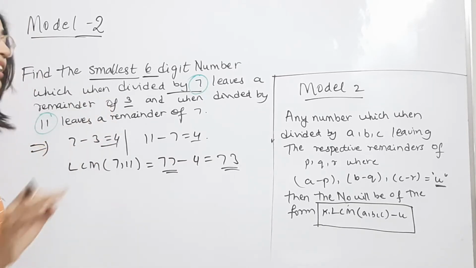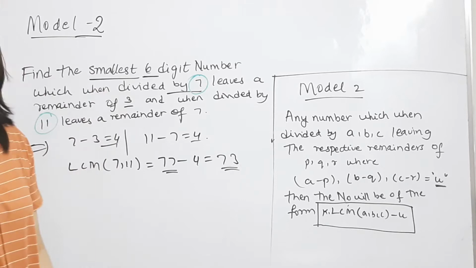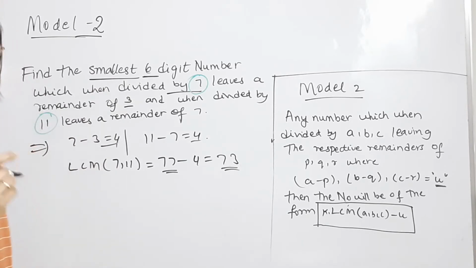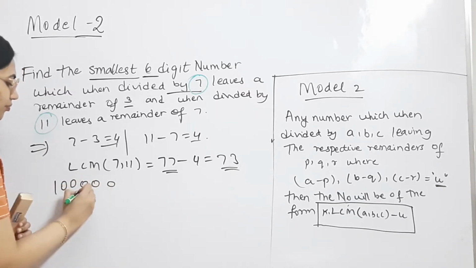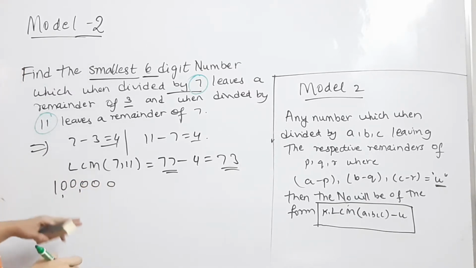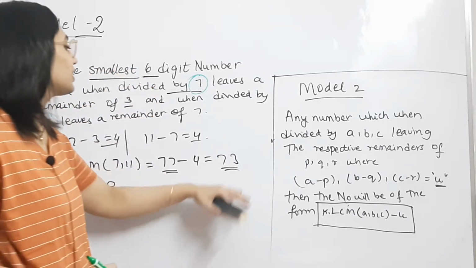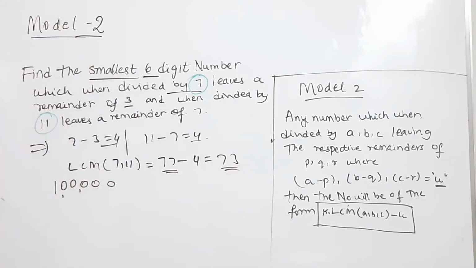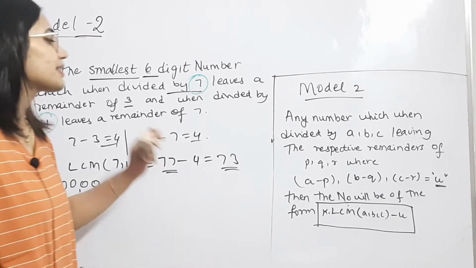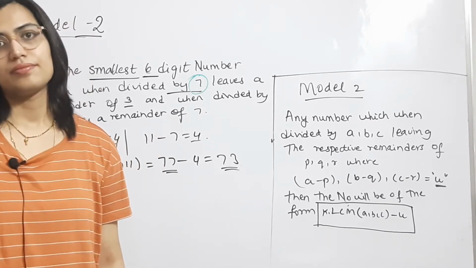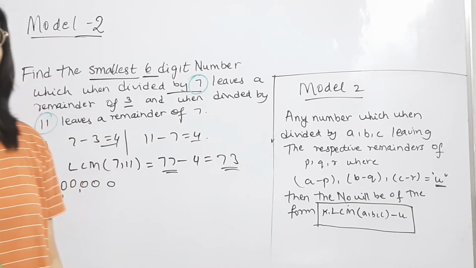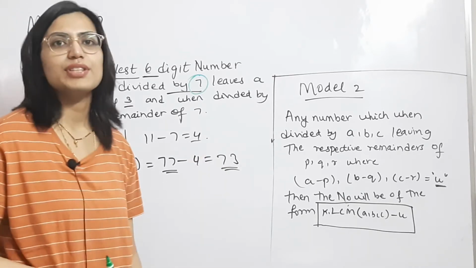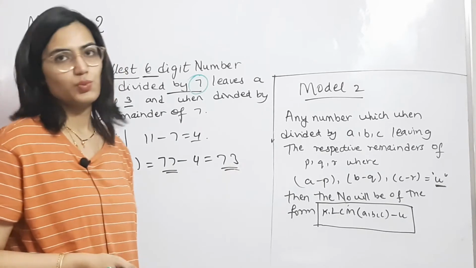Right. But in the question they are asking you the smallest 6-digit number. What is the smallest 6-digit number that you know? Is it not 1 lakh? Right? You need to find the smallest 6-digit number that is divisible by 77. Okay, because the LCM is there. Once you get that number, you can subtract the difference between the remainder and this one.